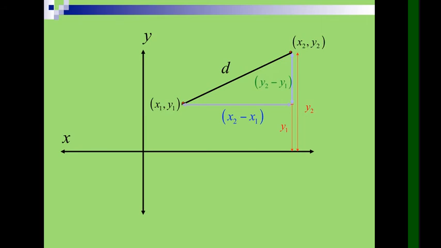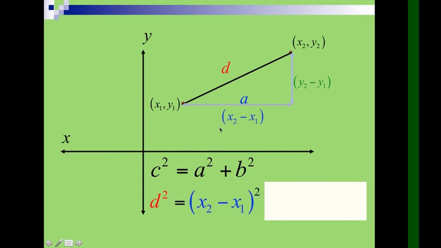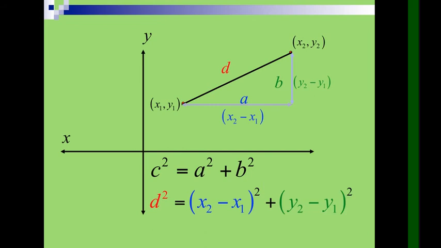Now, using the Pythagorean theorem, where the hypotenuse c squared is equal to d squared, it is equal to a squared plus b squared, and this a is equal to x sub 2 minus x sub 1 squared, while for the b, we have y sub 2 minus y sub 1 squared. Maybe you're asking, saan ko kinuha yung squared? Meron kasing squared yung mga yan, okay?